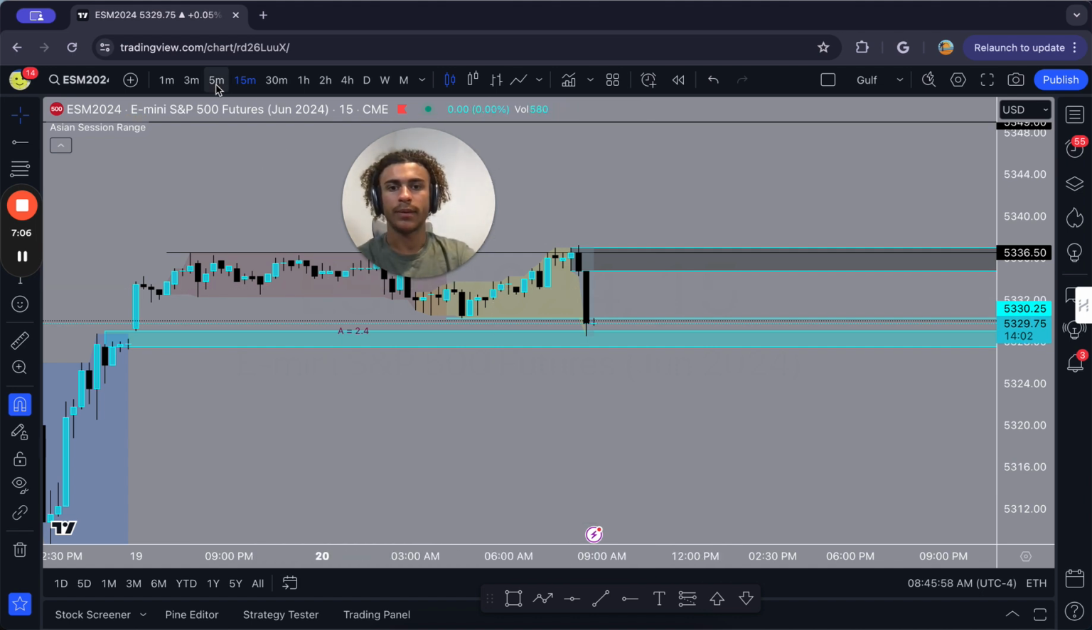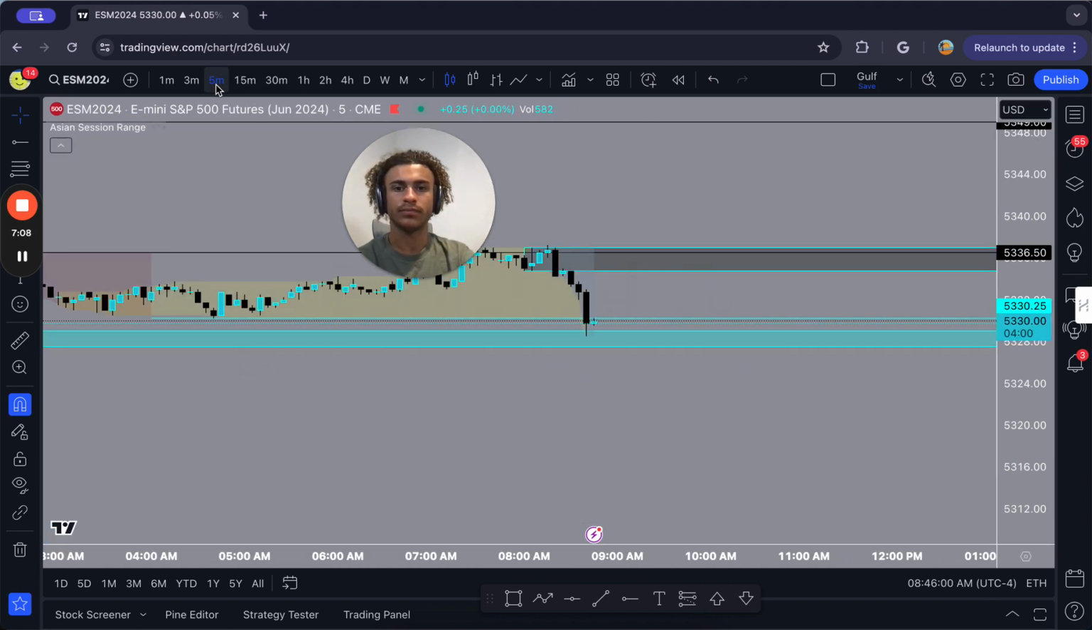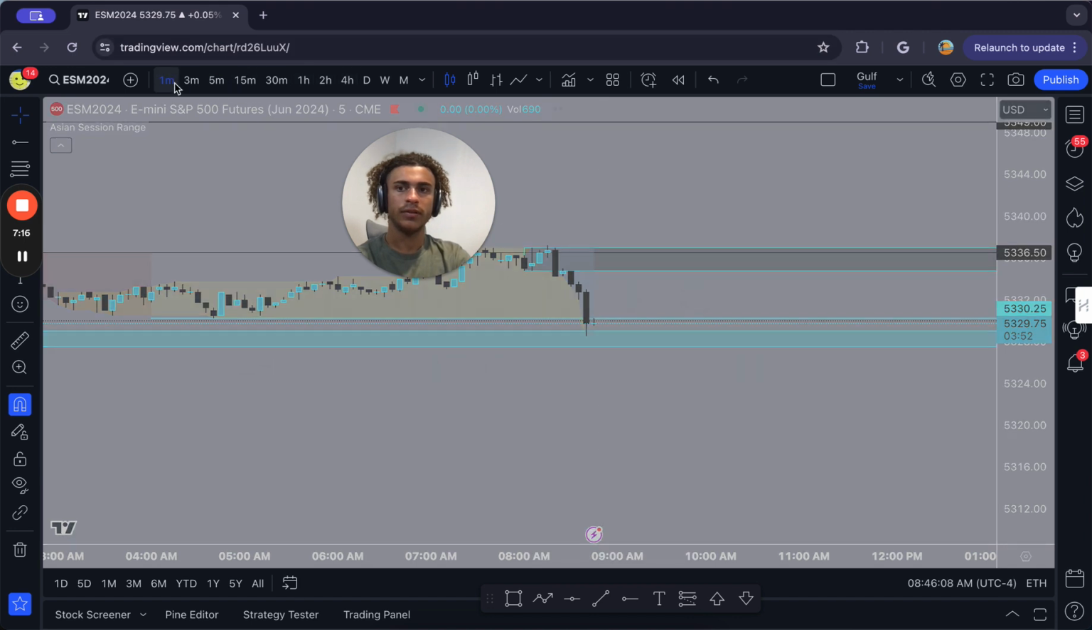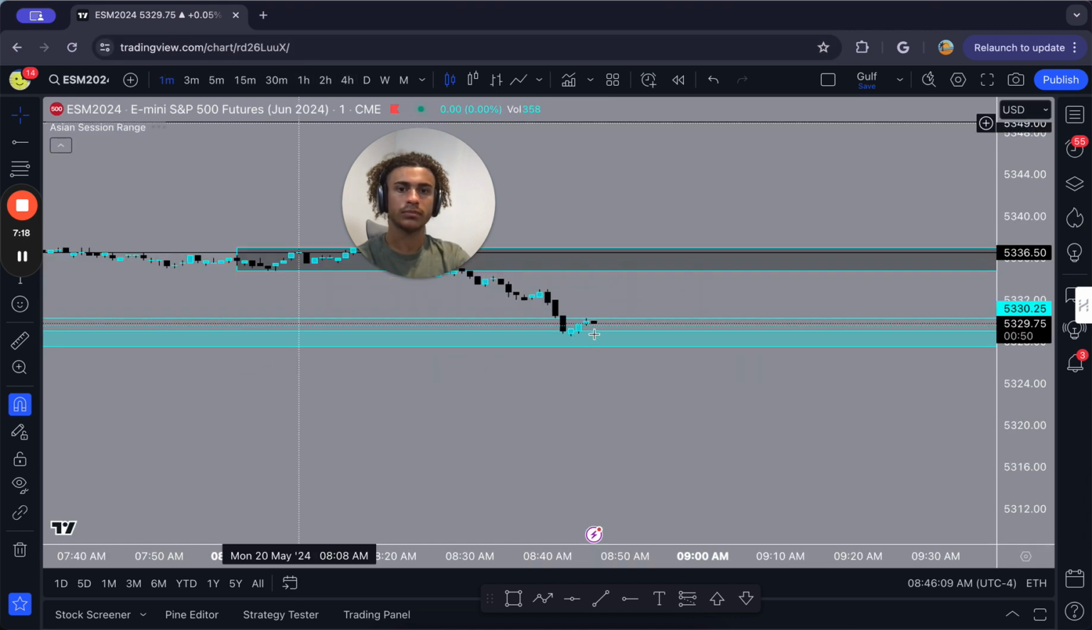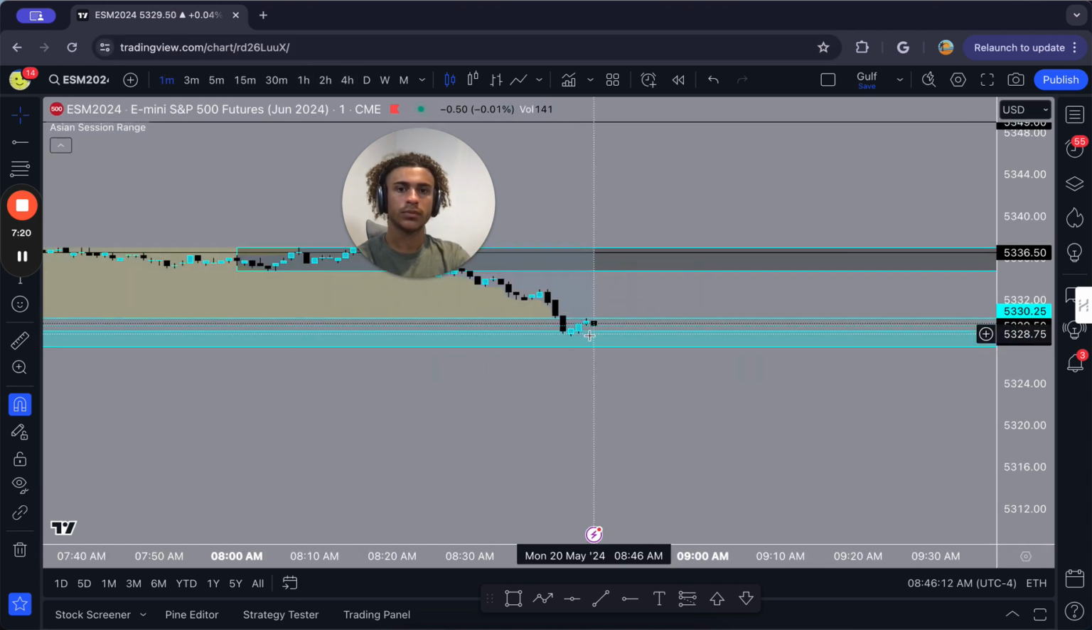Let's go down to the smaller time frames and just see how this looks. So I'd want a candle closure above there on the 5-minute as well. Let's go down to the 1 minute, see how the volume's doing. So we're going to need some more volume for this move to happen, which could definitely happen, but we're going to need some more volume.